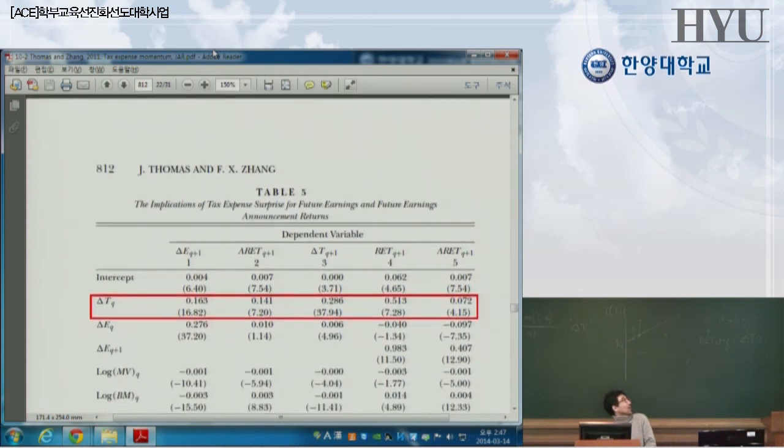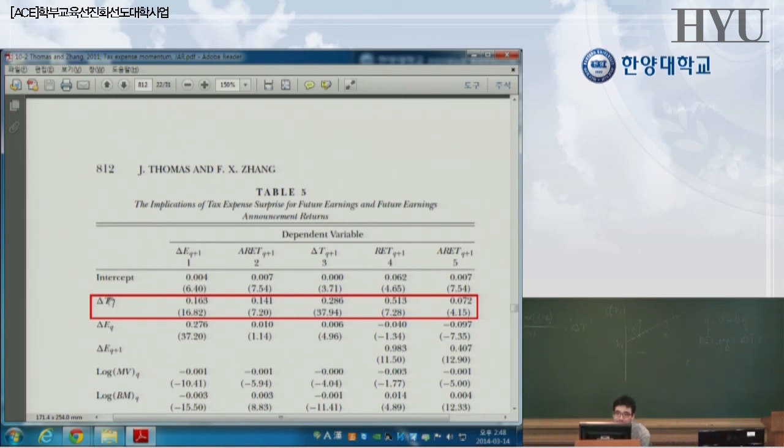이건 a 플러스 bx 관계인데 y를 각각 다른 걸로 넣어요. x는 똑같아야겠죠. x는 텍스 서프라이즈. y를 첫 번째는 미래의 어닝 서프라이즈, 두 번째는 미래의 어닝에 대한 뉴스가 나왔을 때 회사가 얼마나 반응하냐. 어닝 뉴스가 좋은 뉴스면 회사 스탁 리턴이 확 반응을 많이 하겠지. 세 번째는 미래의 텍스 서프라이즈고, 네 번째는 미래의 리턴이고, 다섯 번째는 다른 변수들을 더 집어넣어서 해본 거고, 여기서는 미래의 어닝 서프라이즈까지 또 해봐야 된다.